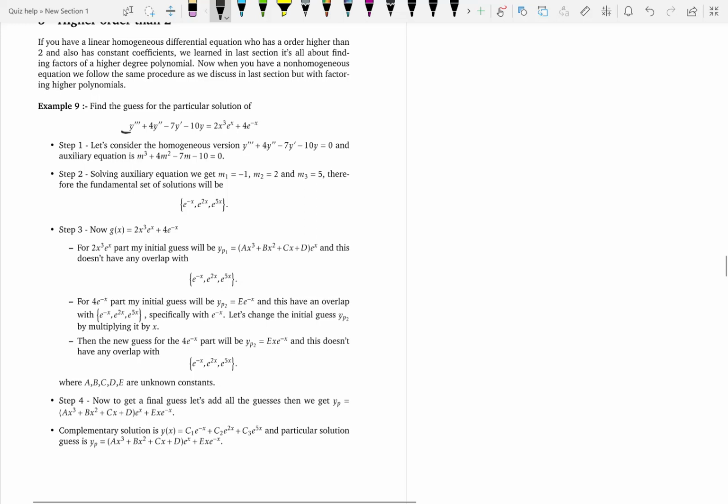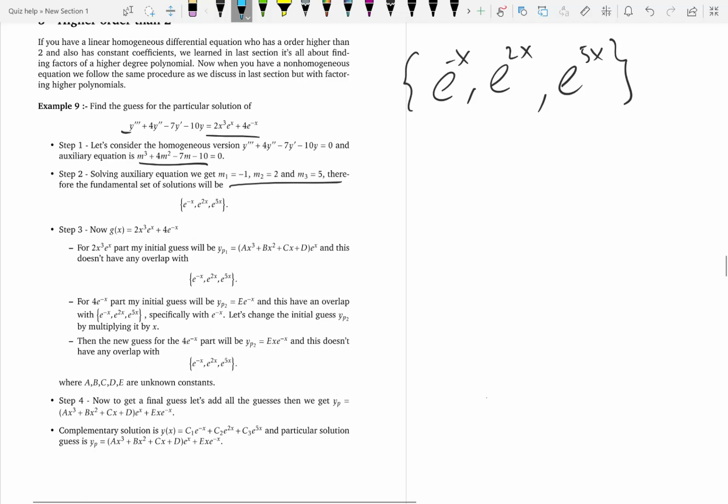Let's say the auxiliary equation is this. You should be able to write the auxiliary equation, but let's say the roots are -1, 2 and 5. So the fundamental set of solutions is e to the negative x, e to the 2x and e to the 5x. Good. Now that is the only difference. You just write the fundamental set of solutions for the higher order and the rest is the same, but we can always learn something.